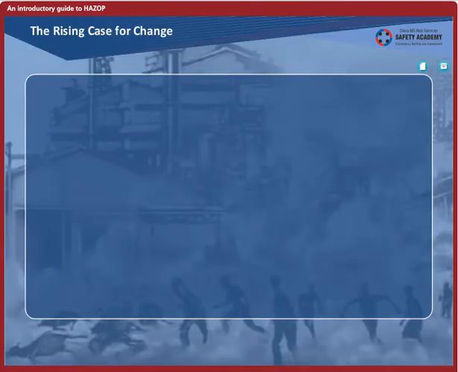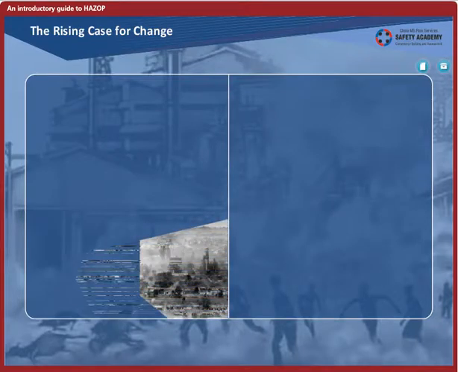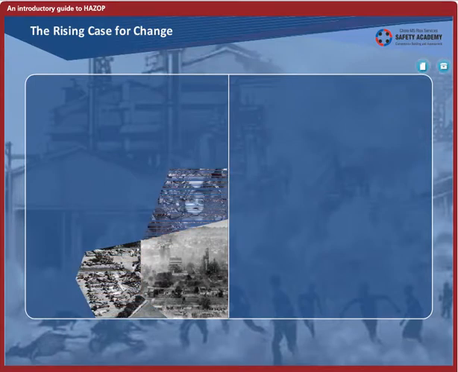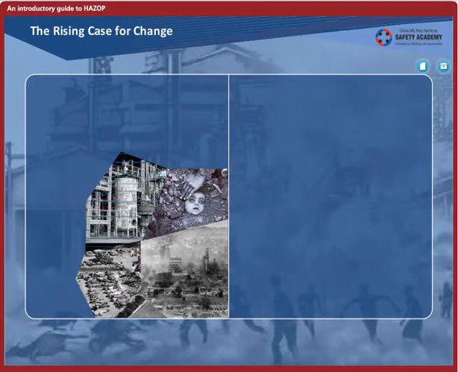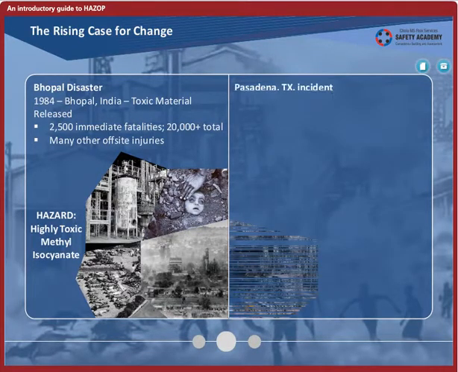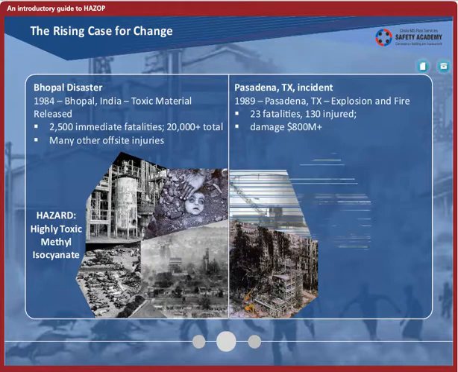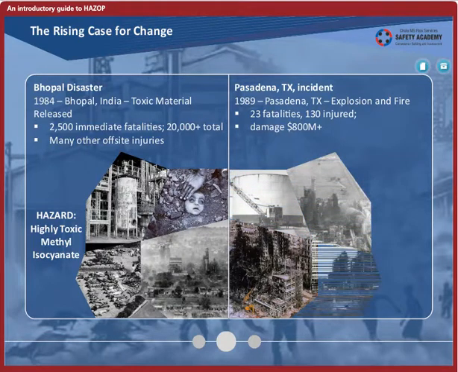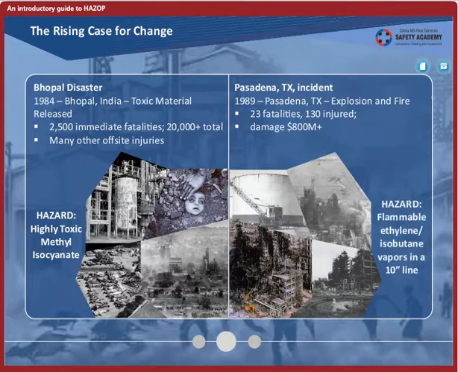Why are organizations a lot more conscious about safety and risk identification and mitigation techniques? Two of the worst industrial disasters in fairly recent times, like the Bhopal gas tragedy in India in 1984 and the Pasadena incident in Texas in 1989, caused many landmark changes. Let's look at the Bhopal gas tragedy closer to see how a process hazard analysis could have prevented the death of over 20,000 people. We will revisit the Pasadena incident again at the end of this course.